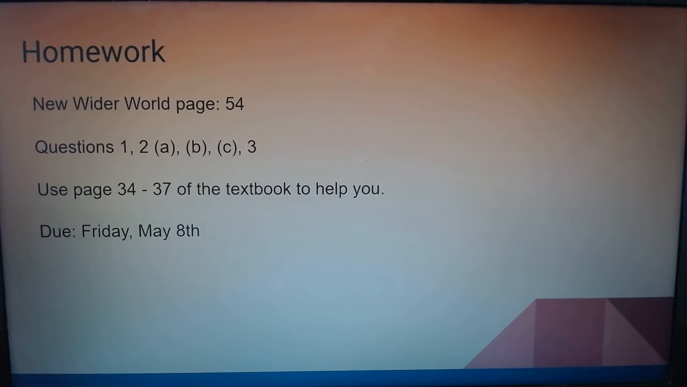Okay, now we're going to move to page 37 of New Wider World. All right, so if you jump over there now, we'll do some work.